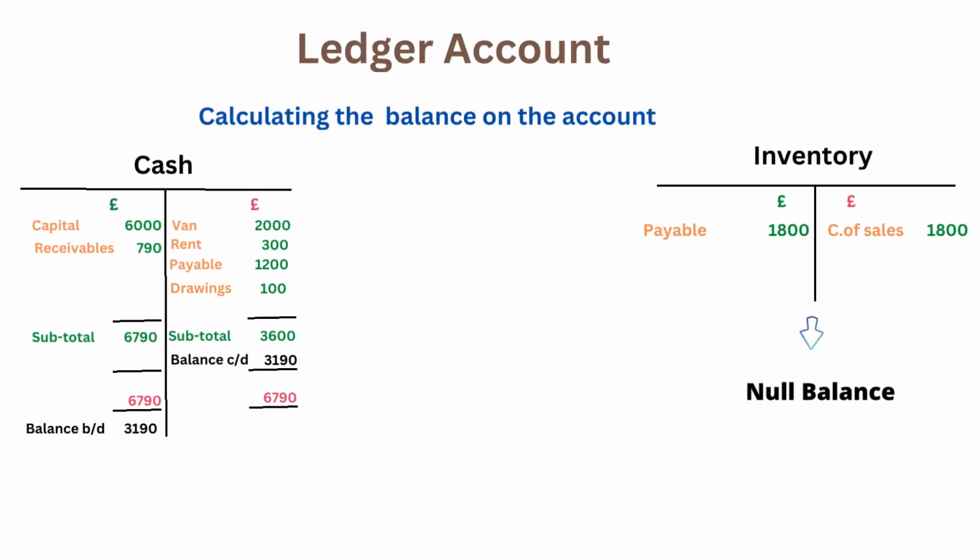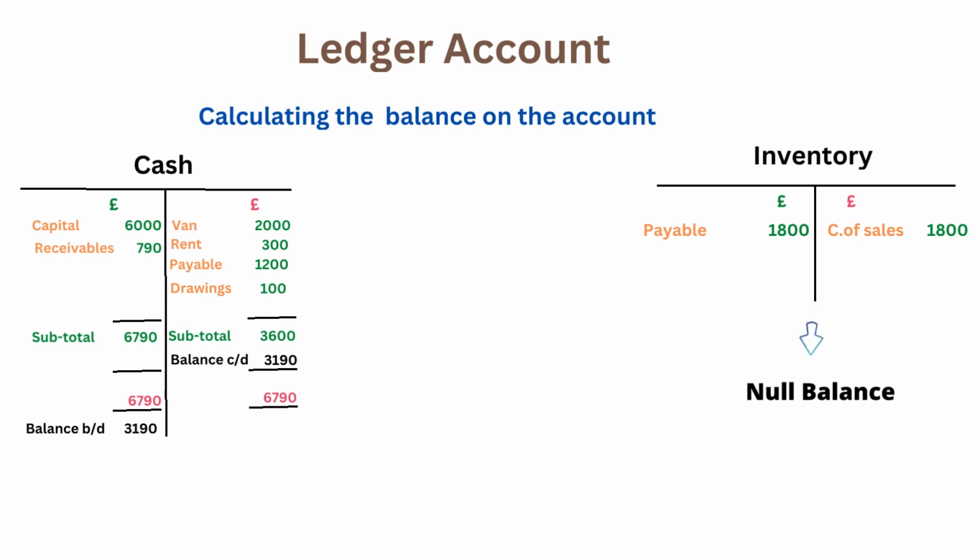Now, before elaborating the balance sheet, let's calculate the balance on the accounts and bring the balance down as a single amount. So let's start with the cash account. The first step is to insert the higher total as the total of both sides. In this case the higher total is £6,790. The second step is to insert a balancing figure on the side of the account with the lower subtotal. This is referred to as the balance carried down, BAL-CD for short.